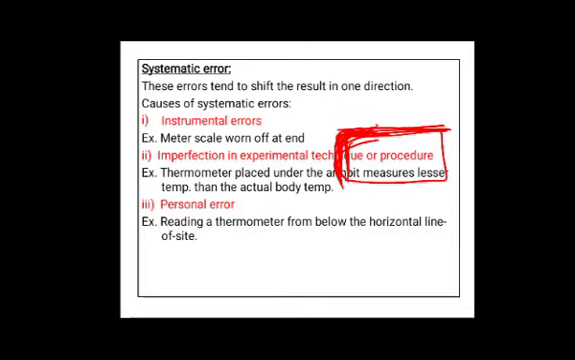But when you see a little to the side of that thermometer, definitely you will make some mistake in your measurement. That is called personal error. Okay, now let us go for the second type, that is random error.